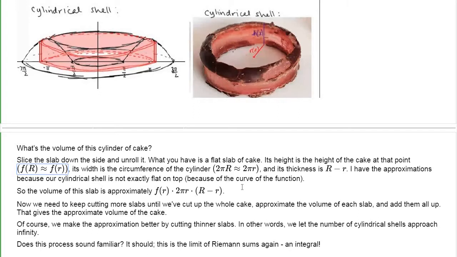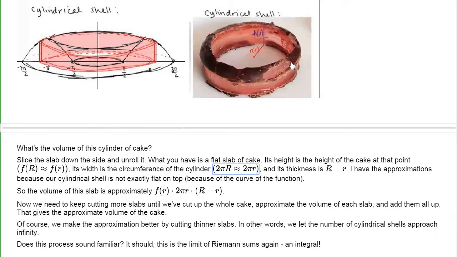The circumference of this cylinder gives you the width of the slab. So if you cut this and lay it out flat, how wide is it? Its width is how far it goes around. That's the circumference, which is roughly 2 pi big R or 2 pi little r. Those are about the same. So the width is a little bit different on the outside versus the inside. So this is not exactly a rectangular box, but roughly.